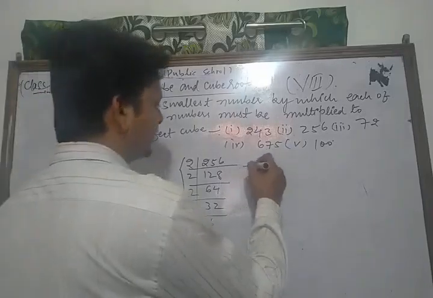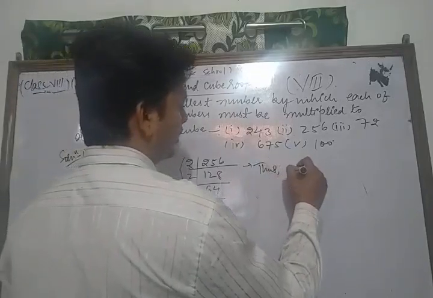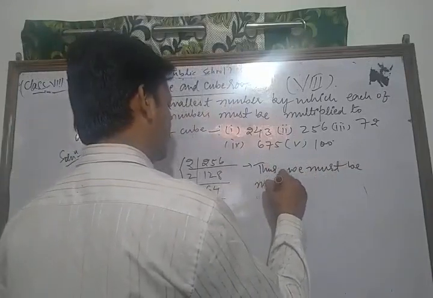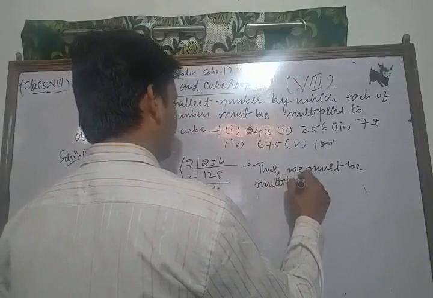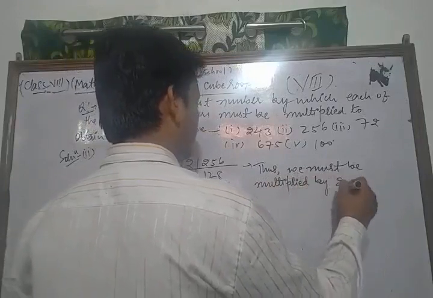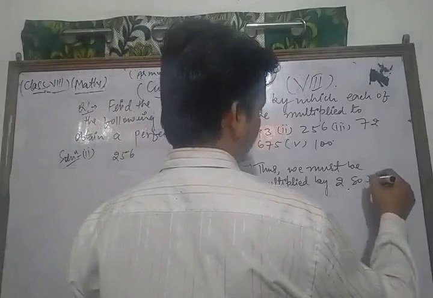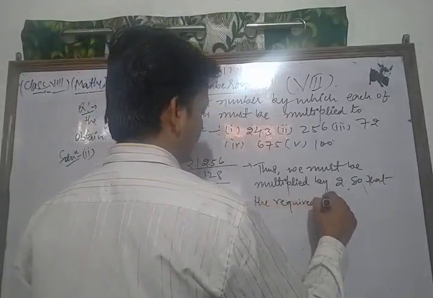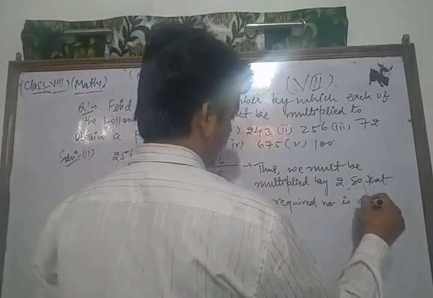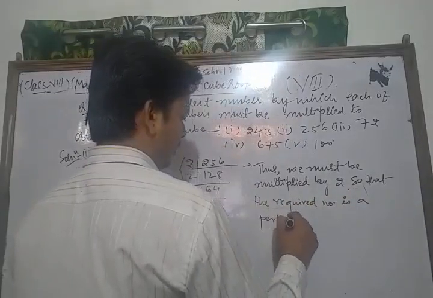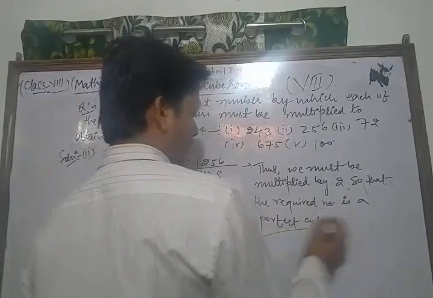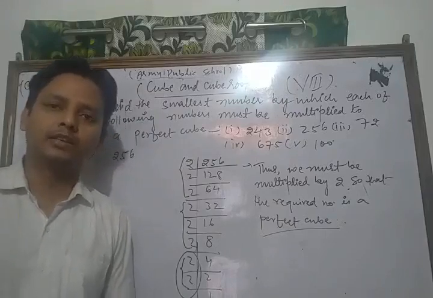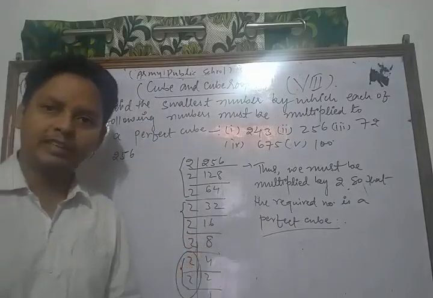So we can write that it must be multiplied by 2 so that the required number is a perfect cube. So that the required number is a perfect cube. This is the method to solve that type of question.